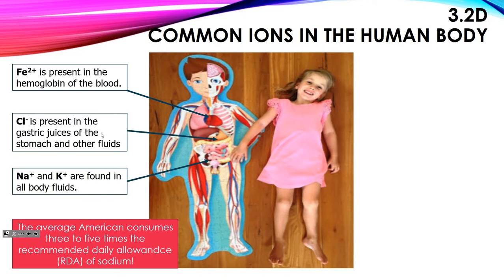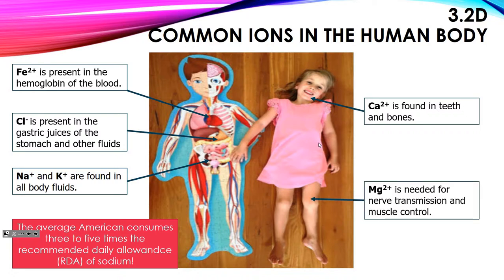You also have chlorine ions in there. That's with your gastric juices and stomach and other fluids in your body. And sodium and potassium are also found in all body fluids, and they help with regulating. Calcium is found in teeth and bones, and magnesium is needed for nerve transmission.